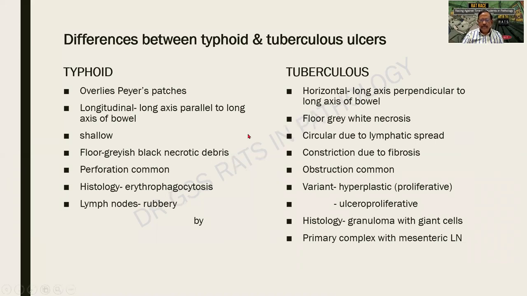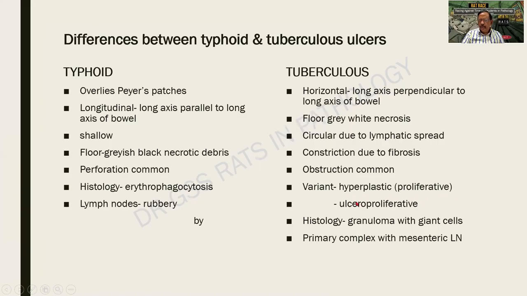The differences I have already enumerated, and people should kindly learn them by heart. The only thing that is missed out is that in histology you find erythrophagocytosis in typhoid, and also the lymph nodes are rubbery in consistency. All the other things are mentioned.